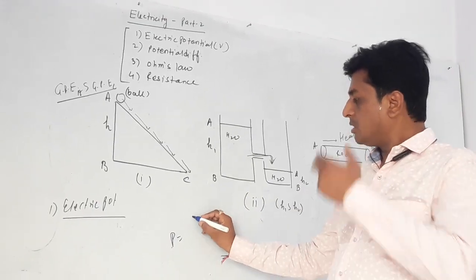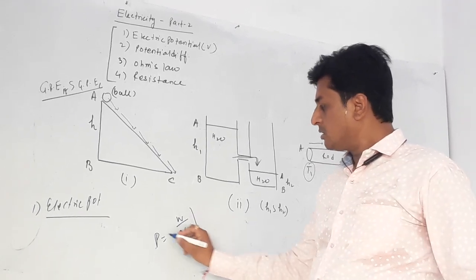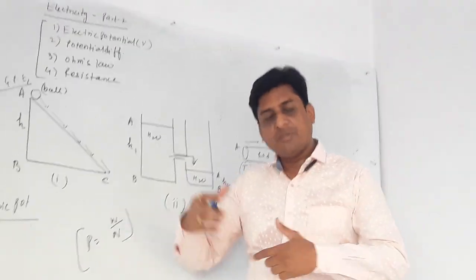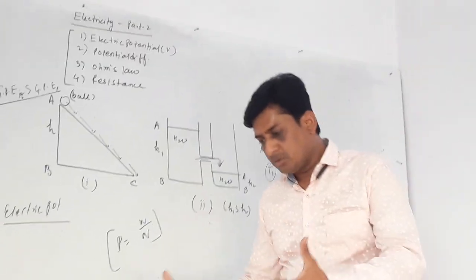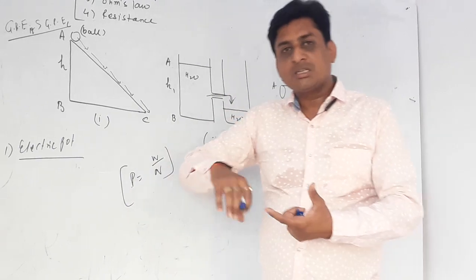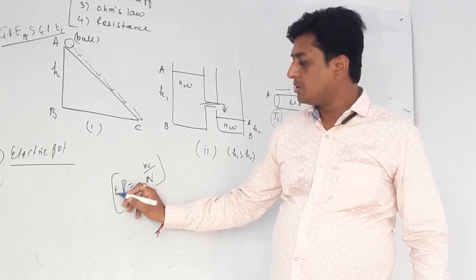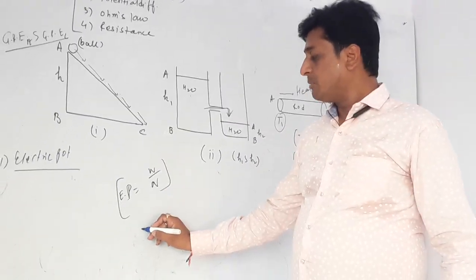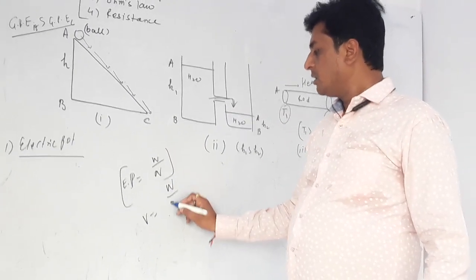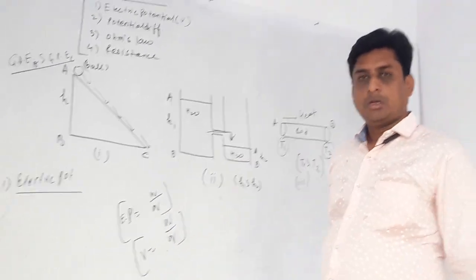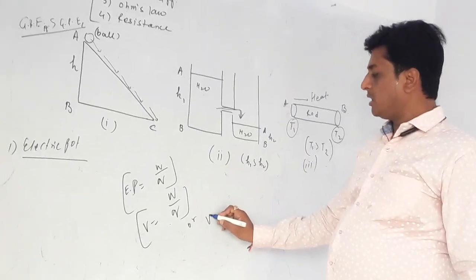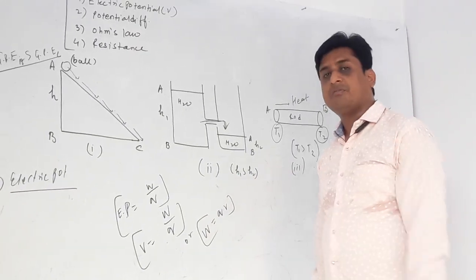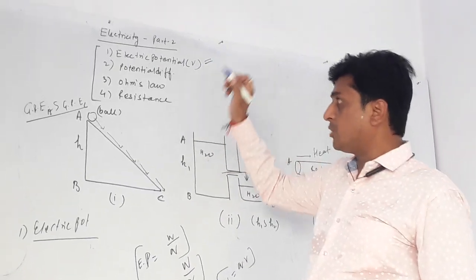In this way, potential is the amount of work done per unit charge of a body. If we are going to charge any body, the work required to charge that body is called electric potential. Mathematically, electric potential is the amount of work done per unit charge. V equals W by Q. Or from here you can write W equals QV, one formula of work done you can find. This is about electric potential.